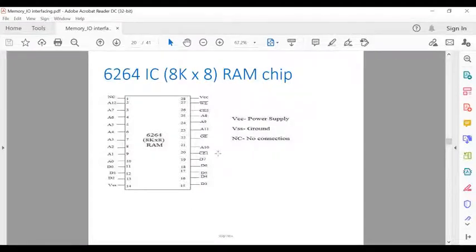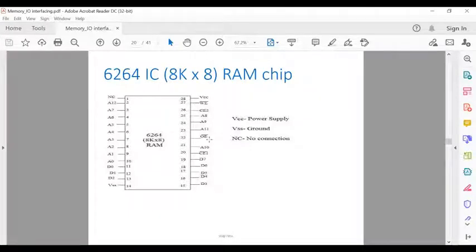And 2 to the power 13 means from A0 to A12. From A0 to A12, and it has 8-bit data lines, so 8 data lines are available from D0 to D7. It also has a read control signal, which is over here, the OE bar, that is output enable for reading the data.